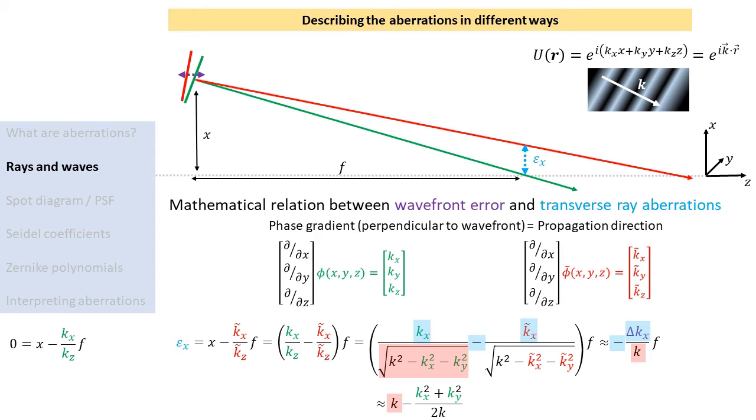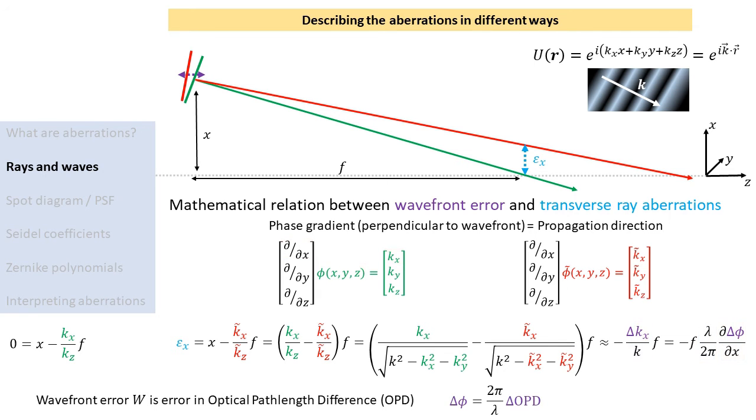We know that kx is found by taking the derivative of the phase of the wave function with respect to the pupil coordinate x. The optical path length difference, or OPD, is related to a phase difference by a factor of 2 pi divided by the wavelength. This optical path length difference is used to define the wavefront W. Therefore, we find that the transverse ray aberration is given by the spatial derivative of the wavefront error.